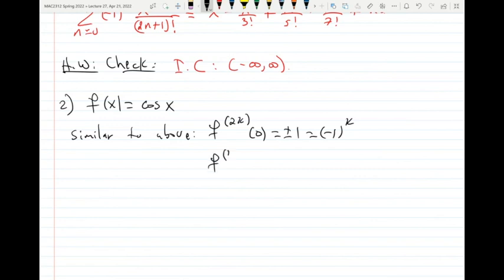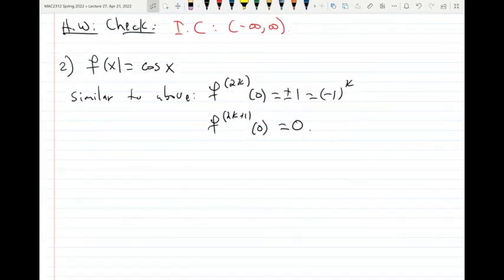And then the odd derivative is going to be 0. So that means that we're going to be missing all the odd powers in the power series expansion. We're only going to have the evens.